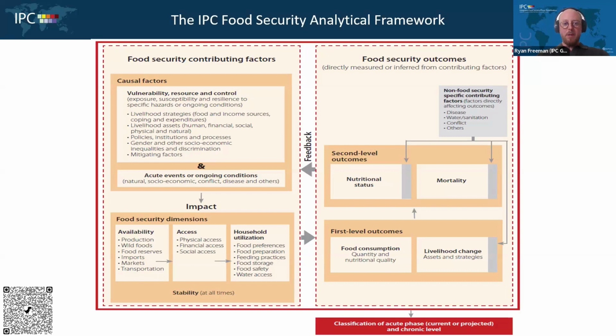You're also going to be looking at the PIPs, or the policies, institutions, and processes that may be in play in this particular environment. We're also going to be looking at gender and other socioeconomic inequalities and discrimination, minority groups, and others, factors of inclusion and exclusion within a particular society or community. And also we are going to be looking at mitigating factors. Now, mitigating factors, of course, can be very important in an analysis.